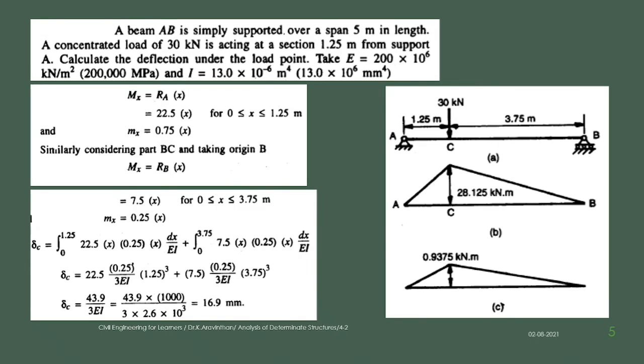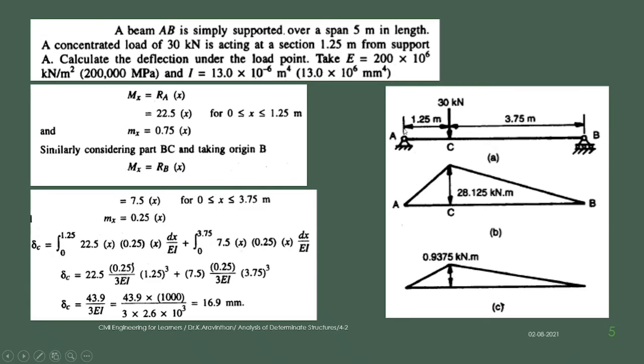Now let us take the next problem, a beam AB which is simply supported over a span of 5 meters. The simply supported beam has one end hinged and the other end roller. So you have a span of 5 meters. A concentrated load of 30 kilonewton is acting at a section 1.25 meters from the support A.